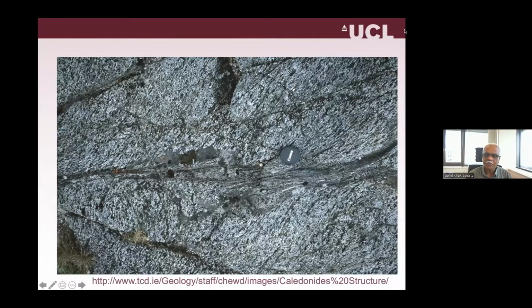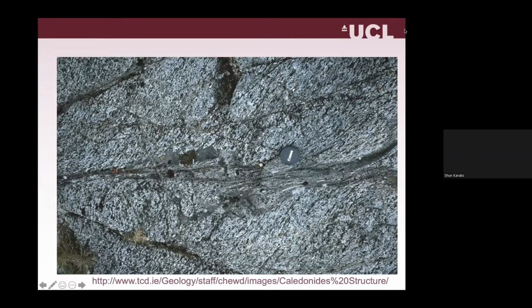Shun, go ahead. Oh yeah, nice talk. Yeah, I enjoyed it. Thank you. I have 2 different questions. Number one, yeah, it's very interesting. Unbelievably anisotropic diffusion, and yeah, should cause some anisotropy.